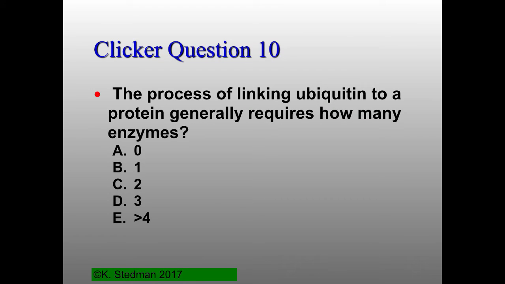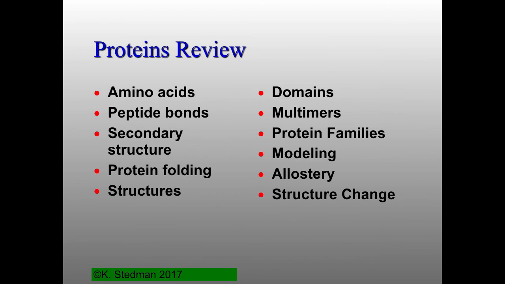So, next clicker question, which I guess we're not going to answer in questions because I don't have my materials with me. The process of linking ubiquitin to a protein generally requires 3 enzymes, 0, 1, 2, 3, or more than 4. It's E1 and E2. E3 is not an enzyme. So, 2 enzymes. C is the correct answer.